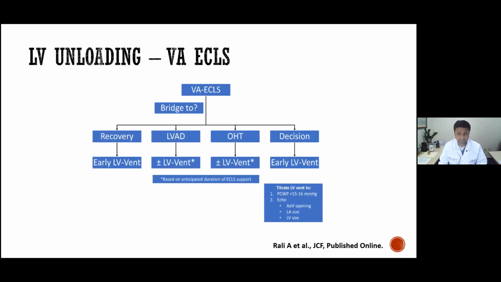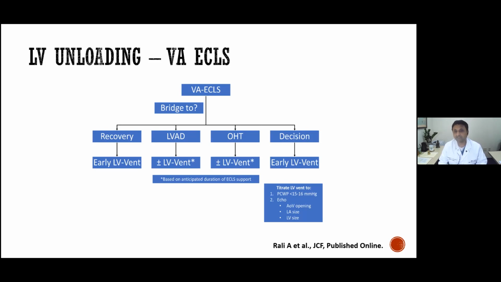In this review summarizing available literature on LV venting in VA ECLS patients, we proposed a very basic algorithm on timing of LV venting based on what the ECLS support is a bridge to. And what we proposed is that if the ECLS is being used as a bridge to recovery or as a bridge to decision, then these patients should have early, i.e. preemptive, LV venting in place.